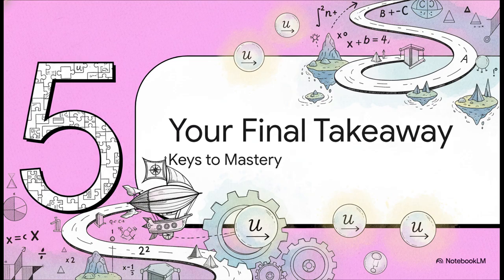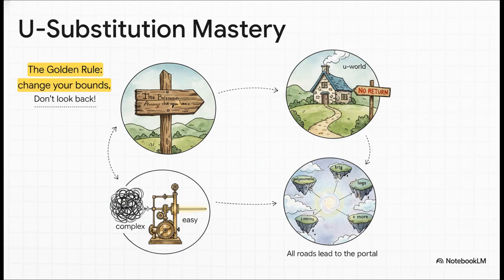What's the final takeaway here? What are the real keys to mastering this whole thing? Okay, first and foremost, I'm going to say it again. Always change your bounds. It is the golden rule, it's the most common mistake, and if you can avoid it, you're halfway there. Second, you have to embrace the simplicity of the U-world. Once you're there, just stay there. Never go back.